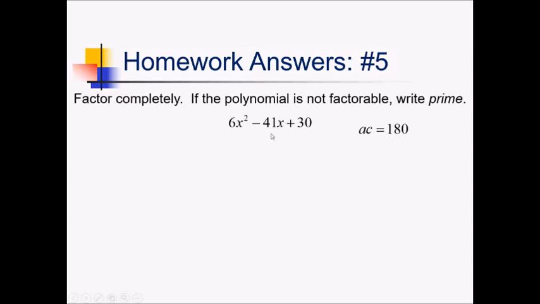So I can split this up then. I'm going to write 6x squared minus 5x minus 36x plus 30. Because again, 5 and 36 multiplies to 180 and adds up to 41. And now I'm going to factor by grouping. Let's take an x out of those first two. That leaves me with 6x minus 5. And out of the next two there, I can take out a negative 6. That'll leave me with 6x and a minus 5.